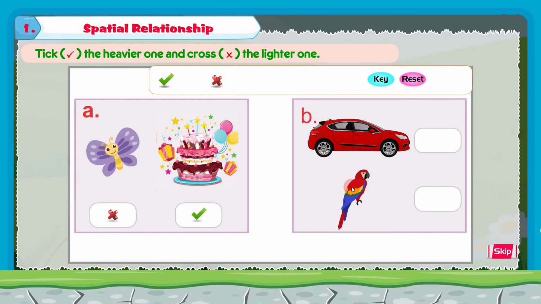Yes, children. Now, with this, we completed our course book part from our mathematics subject, the first chapter, spatial relationship. Children, please go through the online class for the workbook part also for our first chapter. Prepare well for the online exam by going through the course book and workbook part.